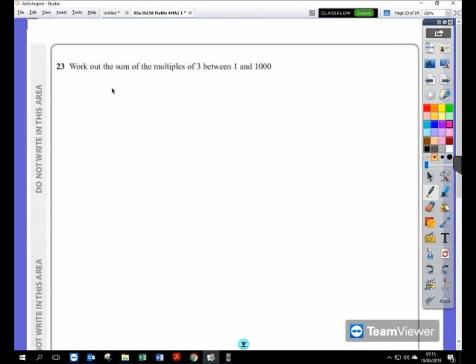The next question, work out the sum of the multiples of 3 between 1 and 1,000. So this means as follows. You have the first number in the 3 times table, which is 3, and then 6, and then 9, and then 12, and so on, all the way up to the highest number in the 3 times table in this list, which is 999. And what it's saying is, add all of these numbers together.